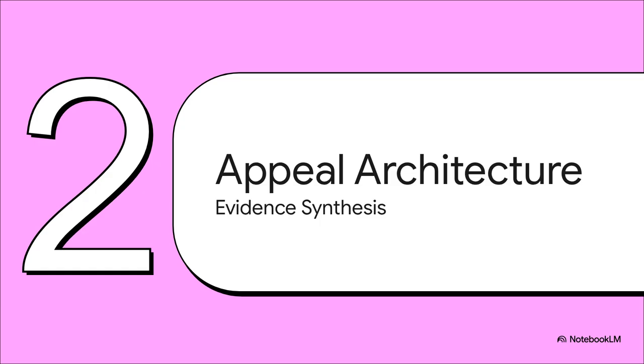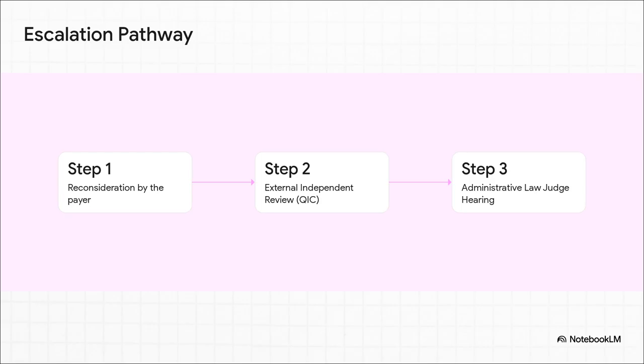Moving right along to Section 2, strategic appeal architecture and evidence synthesis. Okay, now that we've identified the root cause of the financial leak, it's time to build our defense. And you really have to understand that appealing a denial isn't just a one-and-done event. It's an entire multi-level escalation pathway.